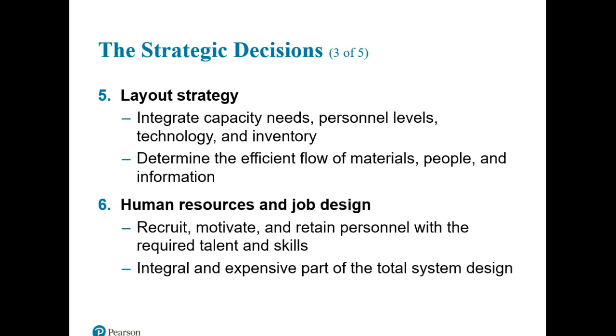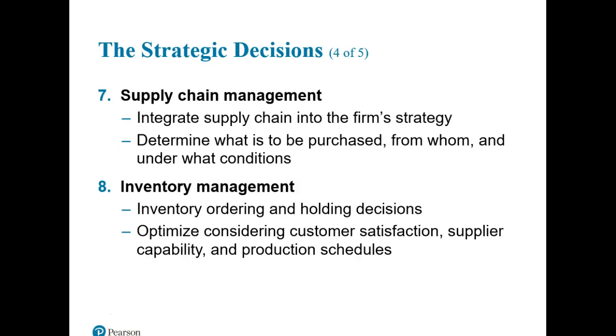Human resources and job design determines how to recruit, motivate, and retain personnel with the required talent and skills. People are an integral and expensive part of the total system design, and we will cover human resources and job design further in Chapter 10. Now, supply chain management decides how to integrate the supply chain into the firm's strategy, including decisions that determine what is to be purchased from whom and under what conditions. Supply chain management will be explored further in Chapter 11 and the corresponding supplement. And then you have inventory management, and that considers inventory ordering and holding decisions and how to optimize them as customer satisfaction, supplier capability, and production schedules are considered. Inventory management will be touched on in chapters 12, 14, and 16.